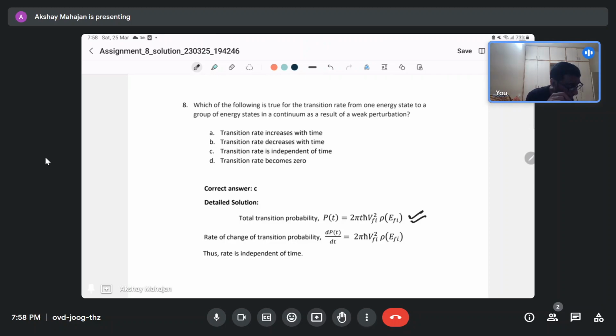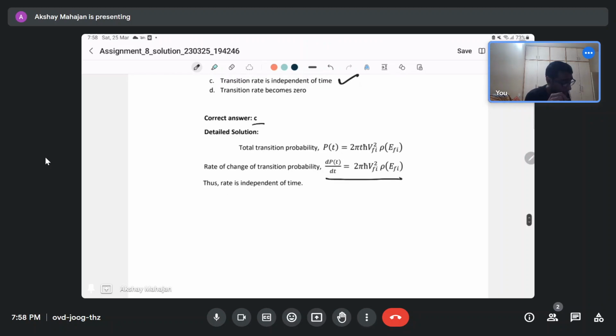The transition rate increase. Now, the transition rate will be given by dP by dt. Okay, this is not Fermi's Golden Rule. This is basically the transition probability, and Fermi's Golden Rule is this, where dP by dt is given by 2 pi over h cross times this, and we know that there is no time dependence. Transition rate is independent of time, and the answer is C. This is the Fermi Golden Rule.